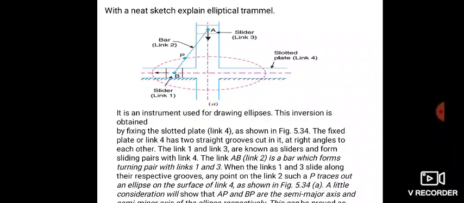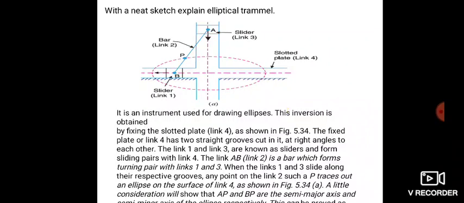The fixed plate or the link 4 has 2 straight grooves cut in it at right angles to each other. The link 1 and the link 3 are known as sliders. So here link 1 and 3 are called sliders, which slide inside those grooves, and this forms a turning pair. With the help of that only we are getting the turning pairs with link 1 and 3. When the link 1 and 3 slide along their respective grooves, the point P on the link 2 traces out an ellipse on the surface of the link 4, as shown in the figure.